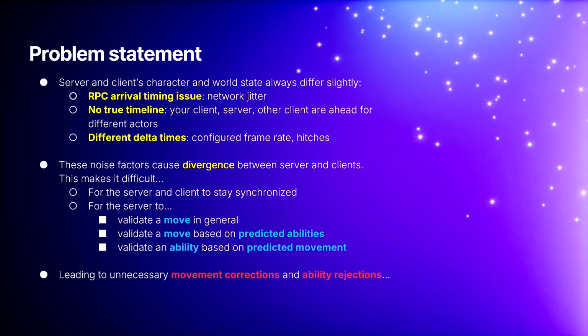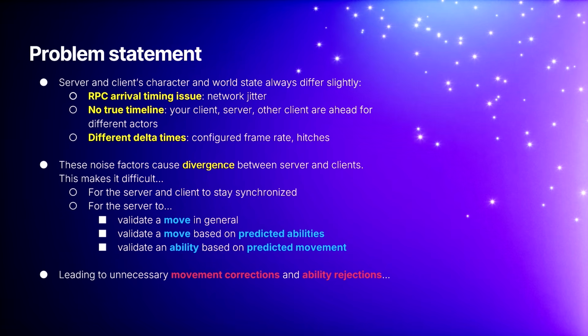To generalize this problem statement, when you're working on movement abilities, your main challenge is that the client and the server's state for the character and the world will always differ slightly. The RPC arrival timing issue is one reason for this, but also the fact that the server and client are fundamentally always a little bit distinct is another reason. What I mean by this is the client is always a little bit ahead of the server because it's predicting your character's location. But the server will be ahead of your client for server-controlled actors like NPCs and projectiles.